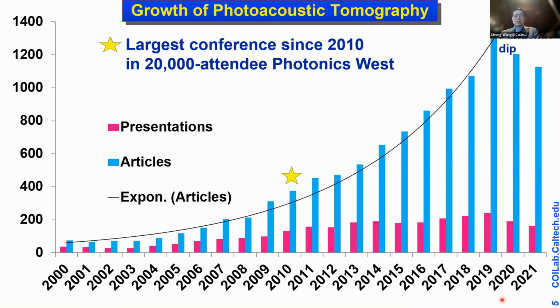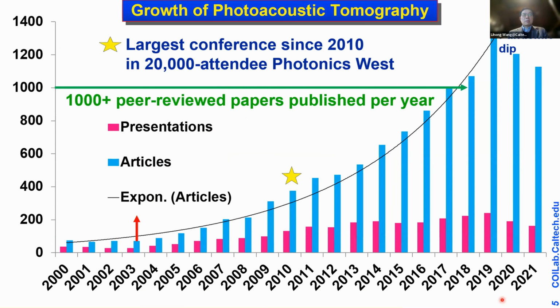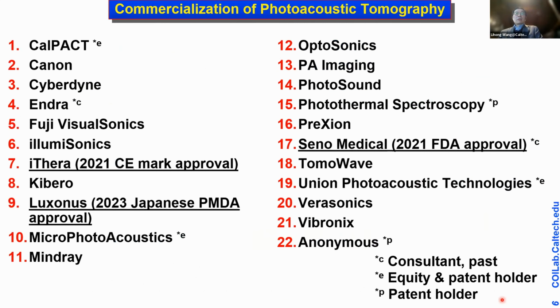In fact, since the publication of this paper in 2003, we can see exponential growth of our field. Since 2010, the Conference on Photoacoustics has become the largest at the 20,000 attendee Photonics West. Our field has been publishing over 1,000 peer-reviewed papers each year. So you can see this is a very robust field right now. More than 20 companies have been commercializing photoacoustic tomography. 3 of them received regulatory approvals for human clinical use in the past couple of years.